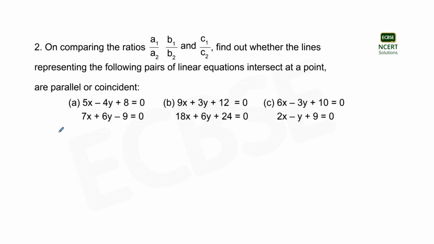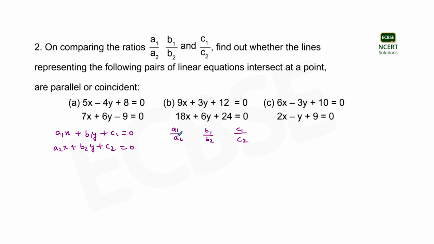So, if we consider the standard form of the pair of linear equations, that is a1x plus b1y plus c1 equals 0 and a2x plus b2y plus c2 equals 0, then the ratio of the coefficients of x will be a1 by a2. The ratio of the coefficients of y will be b1 by b2, and the ratio of the constants will be c1 by c2.